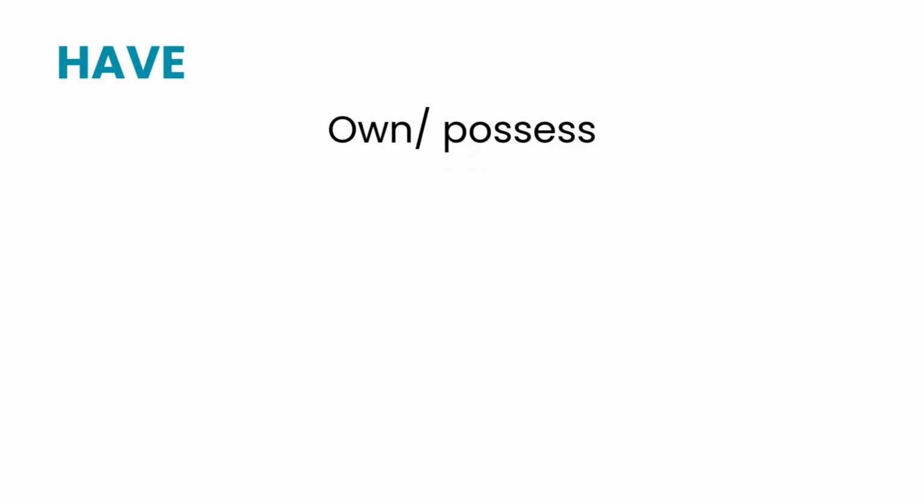First one, own or possess, உரிமை. For example, I have a bike. I have a bike. So what's it? I own a bike. என்னிடம் ஒரு பைக் உள்ளது. இதை நீங்கள் I have a bike என்று சொல்லலாம்.